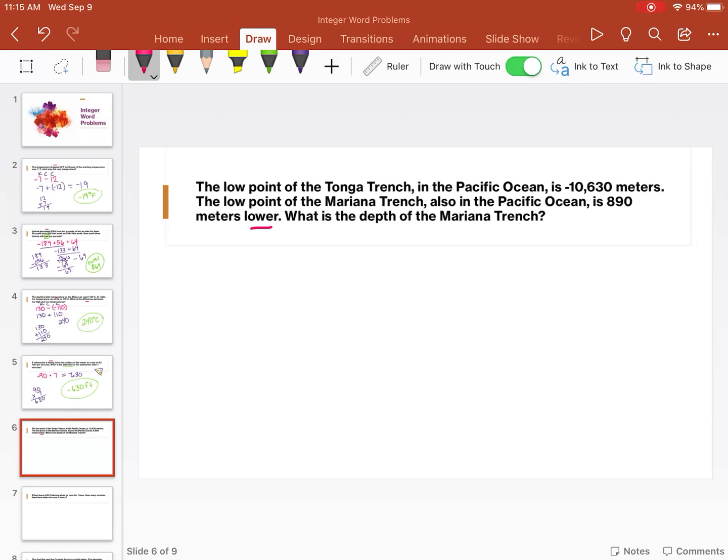Okay, so I'm going to start with my original amount. For the Tonga Trench, it was negative 10,630. I want to know, it's lower, so I'm subtracting, and I'm subtracting the 890 meters. Okay, go ahead and solve it real quick.